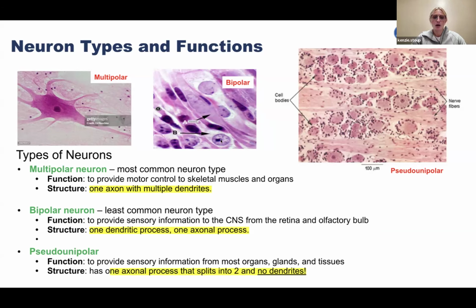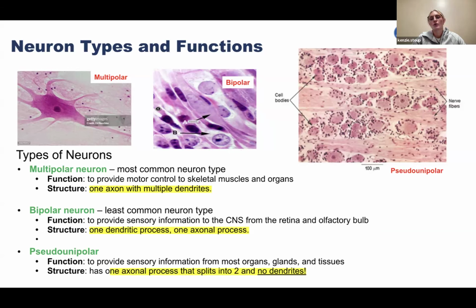And then here's a picture of a bipolar neuron. This is what's going to be doing our retina and olfactory bulb. This right here is our cell body, and this is going to be the nucleus in here. And then this is going to be an axon and dendrite branching off because you have one of each.